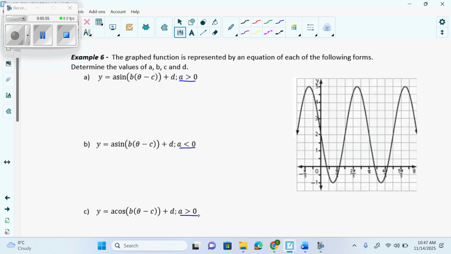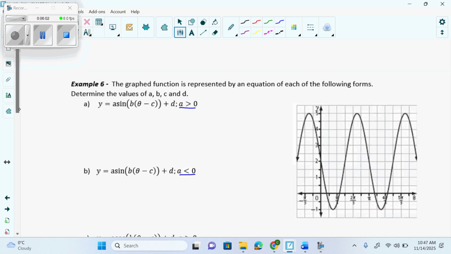Okay. So our amplitude is going to be here.